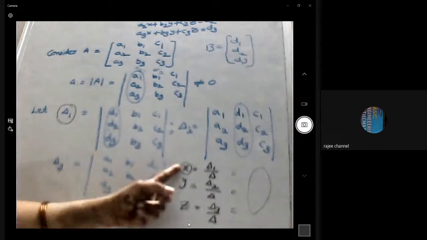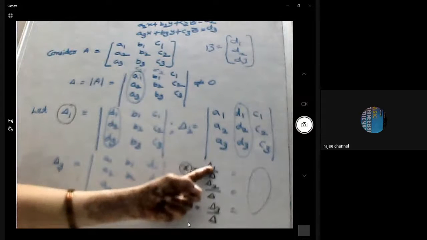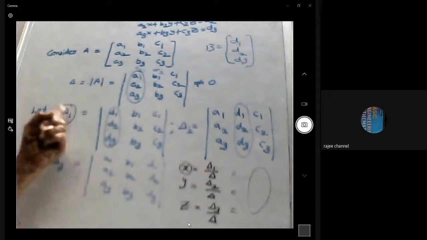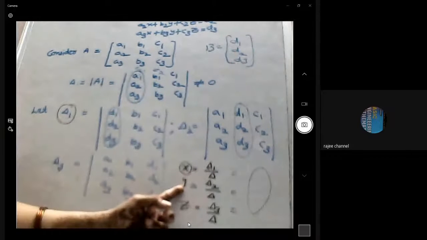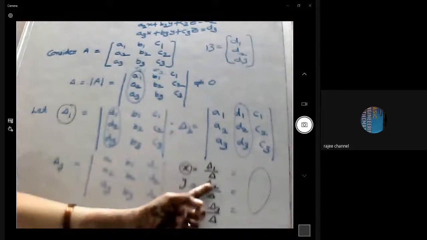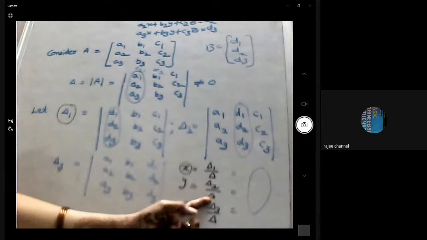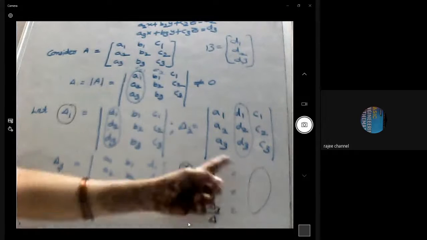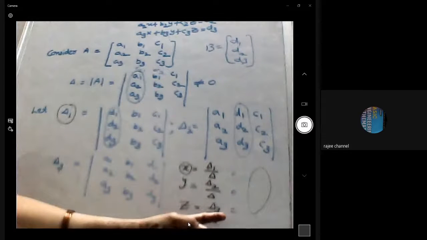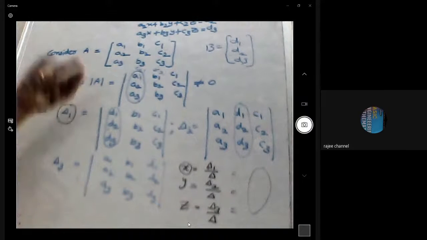After that we can find x. Small x is equal to delta 1 by delta. Next we find y. y equals delta 2 by delta. Next, z equals delta 3 by delta. All these values we can find. That is the solution of the given linear equations. This is Cramer's method.